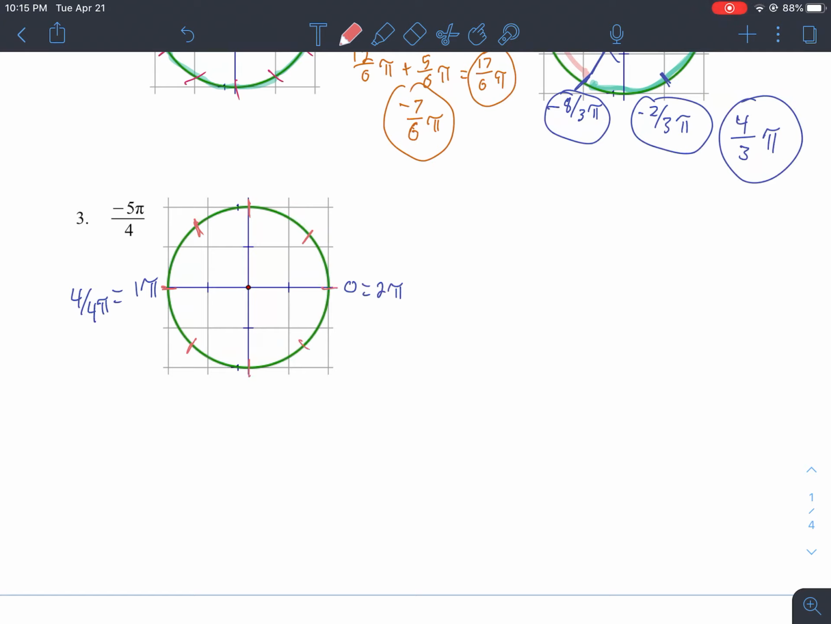Okay, so let's count negative 5/4. So count in the negative direction. Negative 1/4, negative 2/4, negative 3/4, negative 4/4, negative 5/4. It's right there. It's that one.